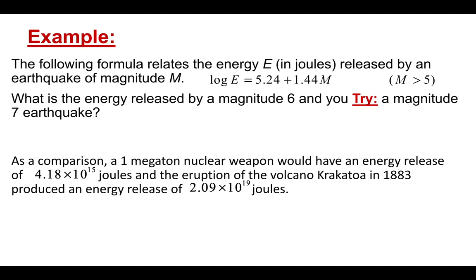So what is the energy released by a magnitude 6? And then you get to try a magnitude 7. So I'm going to do a magnitude 6, you try a magnitude 7, and we're actually looking for E. So that means we only have one log over here, but we don't have a single value, a constant yet, so we want to do that. But we know what capital M is. It's right here. For your try, it's going to be right there. So I'm going to do this one, and then you guys can do a try, and then we'll look at the next part of this.